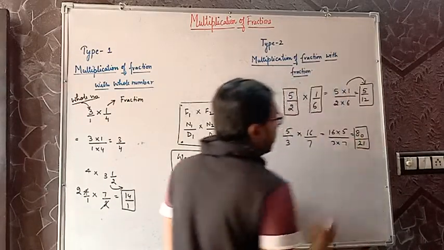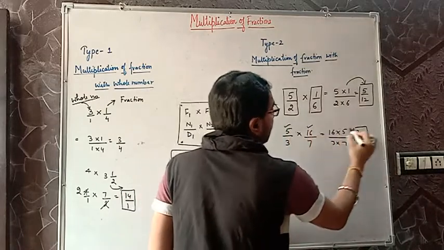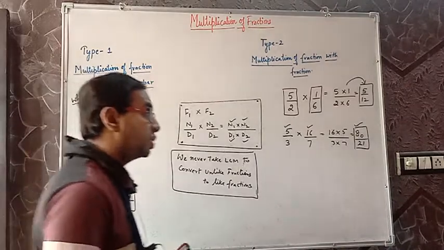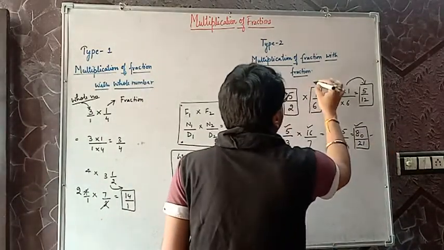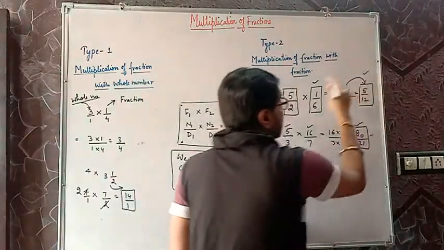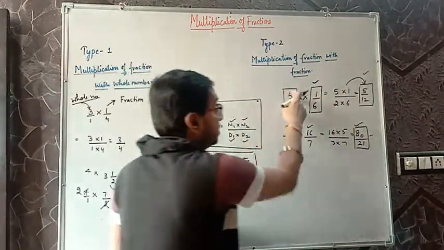So can you see one thing? Improper times improper is improper. So when we multiply two improper fractions, the result is improper. If even one of the fractions is proper, the result is proper. You can check. I can prove it to you.